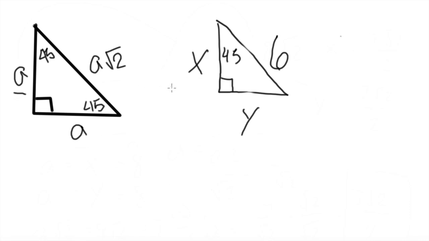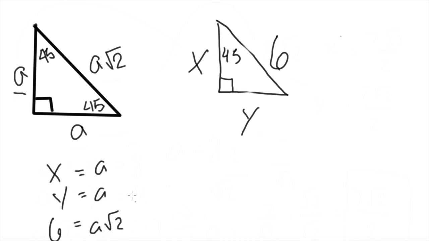So we're going to set this up the same way as all the other ones. Set equal sides equal to each other. So x is equal to a, y is equal to a, and 6 is equal to a root 2. We're going to go to our formula, which only has one variable in it, which is 6 is equal to a root 2, and we're going to solve for a. So we're going to divide both sides by the square root of 2.